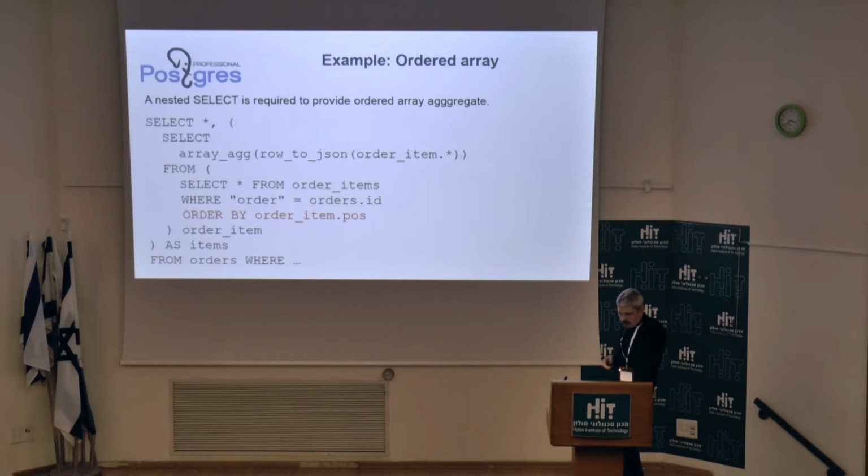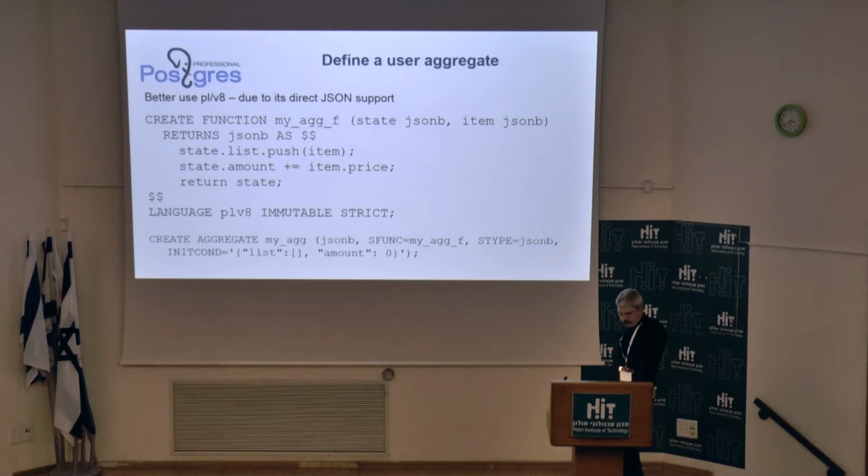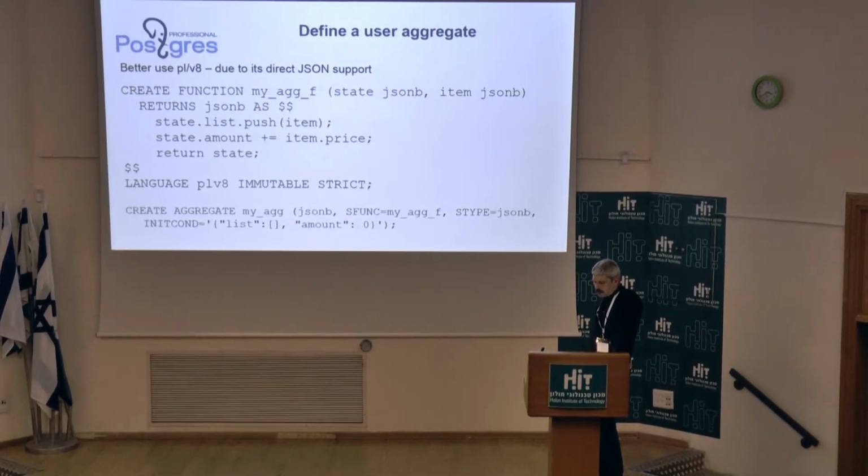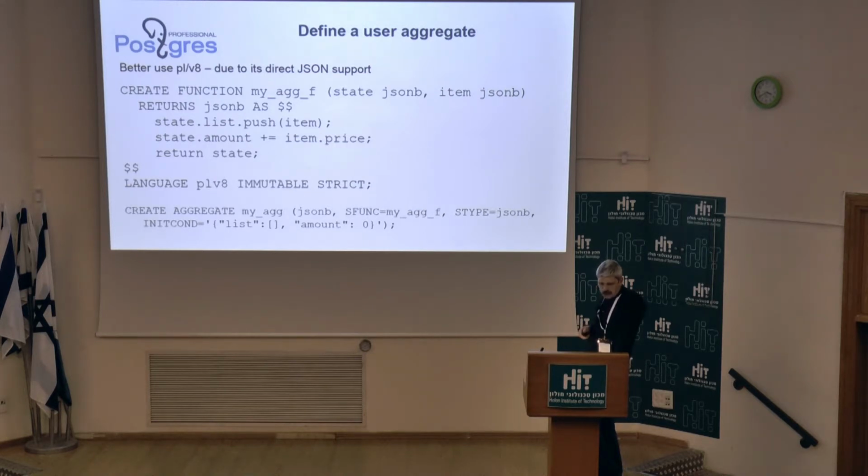If you need to order the items of the order, then you need to use some subselect, because ordering is performed after aggregation. Of course, you may define user aggregates on the JSON, and here I need to note that PLv8 is the most effective procedural language for JSON. Why? Because at present it's the only language which has built-in JSON support, so you don't need to parse JSON. It just comes inside the V8 engine as a JavaScript structure. For example, this function aggregates the items and also calculates the total price of your order. So creating such or more complicated aggregates is possible, and it solves some business tasks.